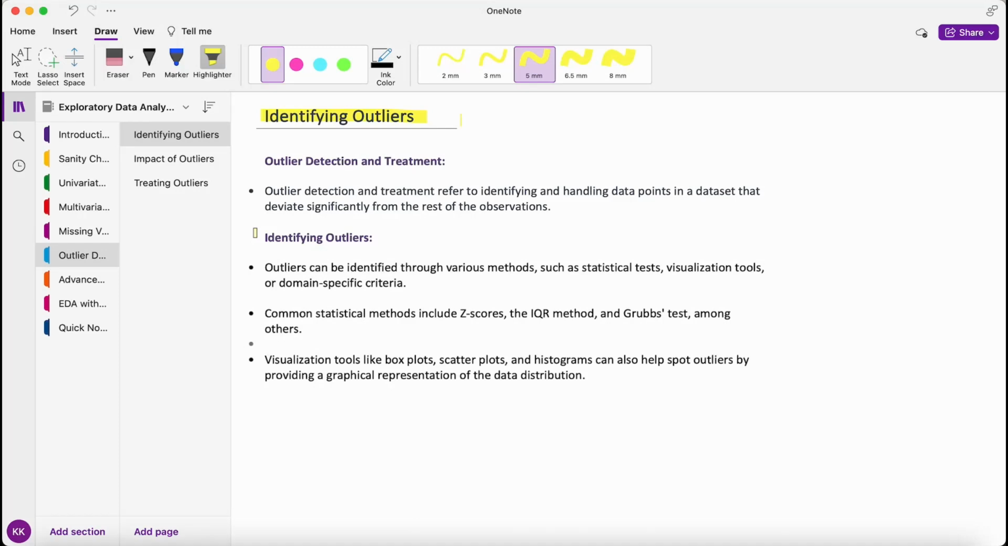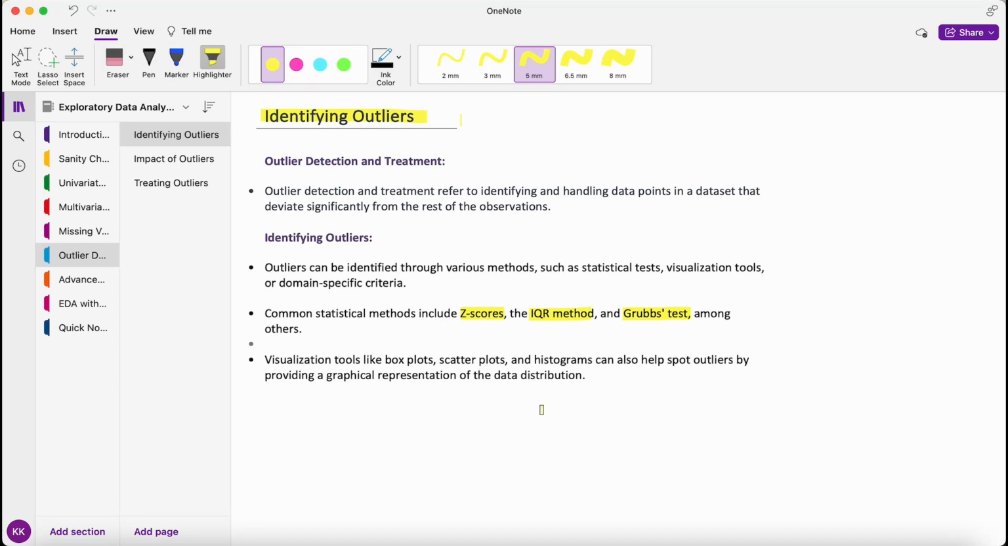Identifying outliers. Outliers can be identified using various methods. Statistical tests: z-scores, where observations more than 3 standard deviations from the mean are often considered outliers. Interquartile range, IQR method, identifies outliers by marking data points that fall below Q1 - 1.5 × IQR or above Q3 + 1.5 × IQR. Grubbs's test detects one outlier at a time based on the largest deviation from the mean.